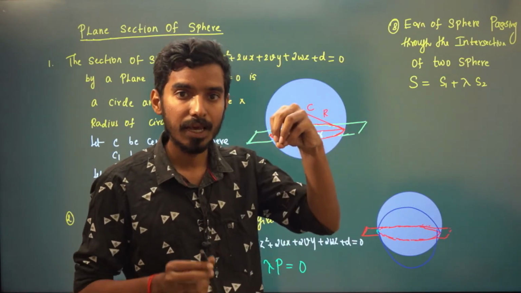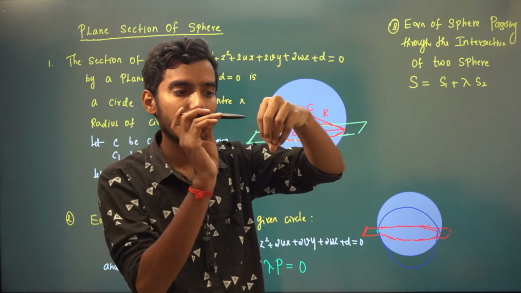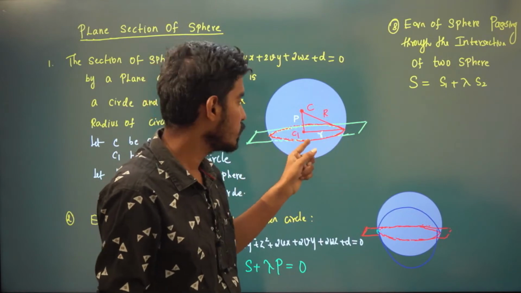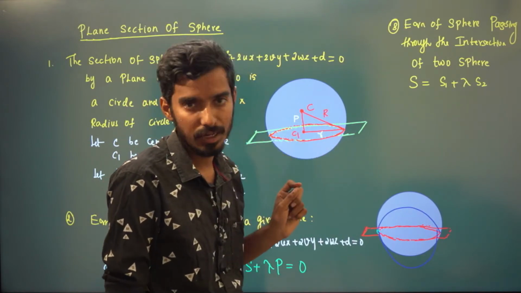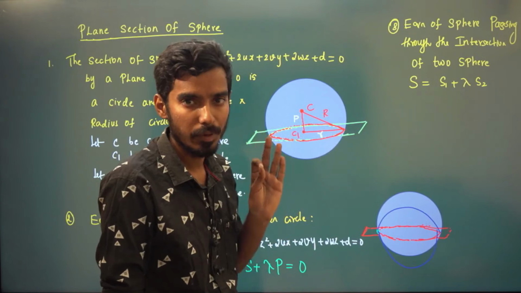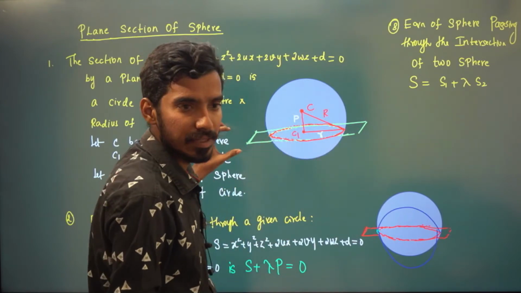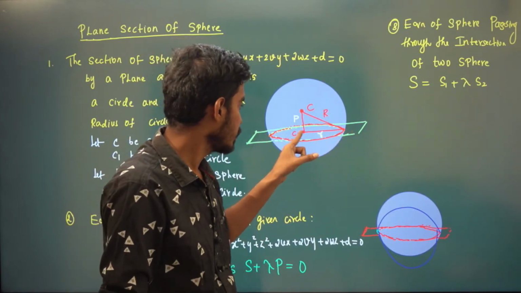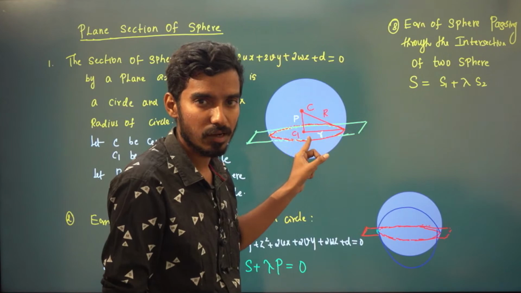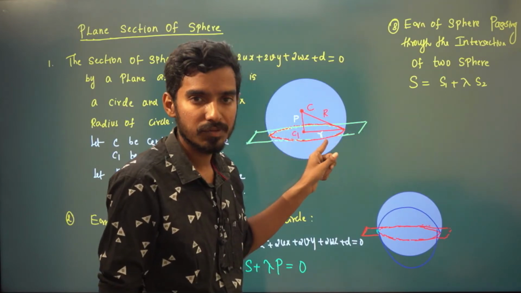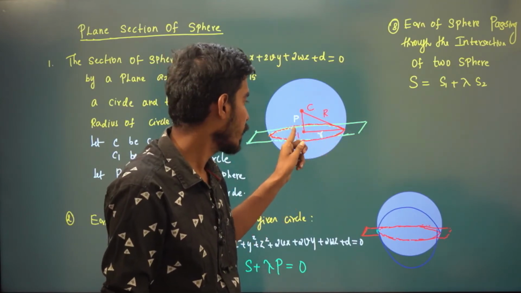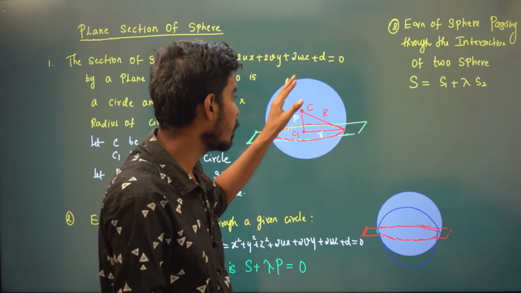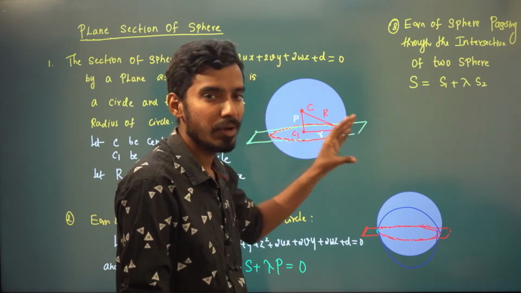Whenever you have a sphere and we are sectioning it by a plane, the result will be a circle. Our aim is to find the center and radius of this circle. This is what our main problem will be. They will give a sphere and a plane, and the result will be a circle. This red one is a circle. This C1 is the center of the circle and r is the radius of the circle. Our aim is to find the center and radius of the circle. It is formed by sectioning a sphere by a plane.